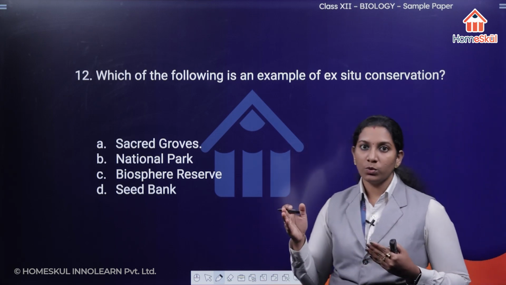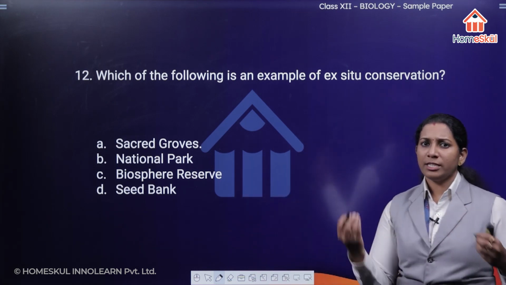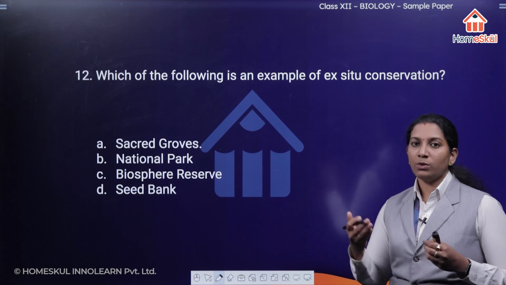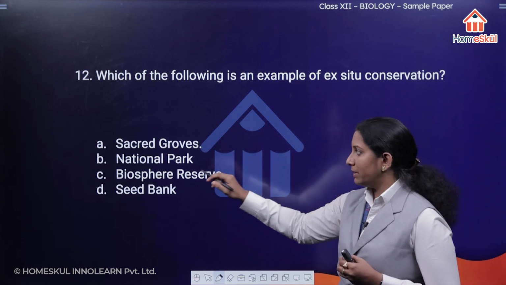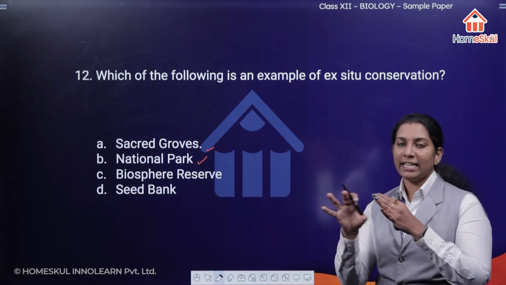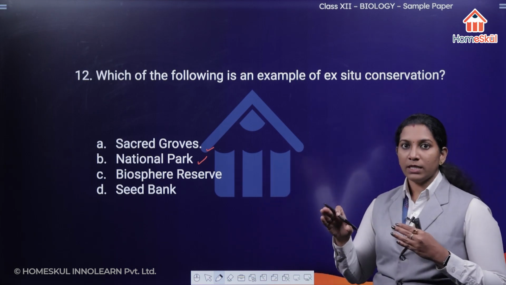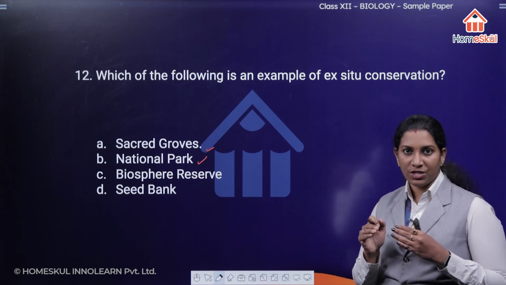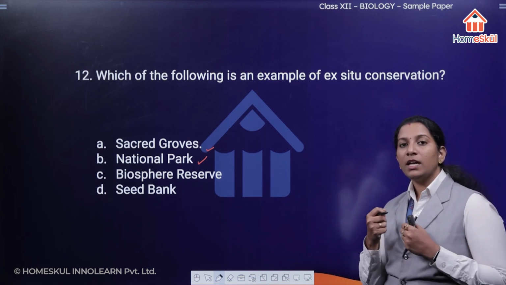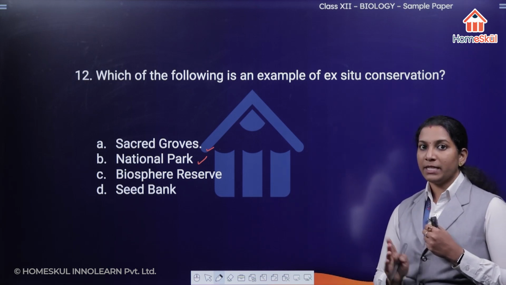And here, in sacred groves, you cannot see any kind of ex situ conservation. The organisms, whether plants or animals, are always present in their natural habitats without disturbing them, right? So, sacred groves are an in situ method. National parks, here also we are not disturbing the organisms present in their natural habitat, right? Then biosphere reserves, so these are kinds of in situ methods of conservation. In biosphere reserves also, human activities are very much restricted so that the activities of the organisms in that area are not disturbed, right?